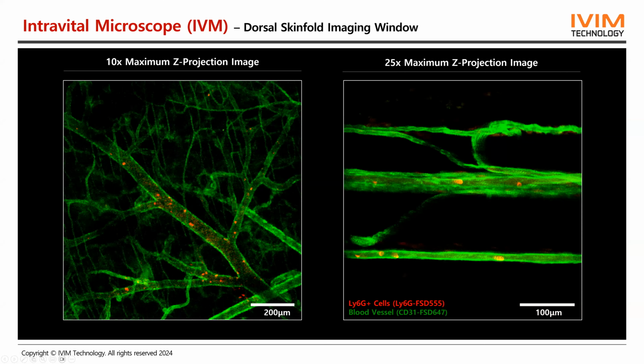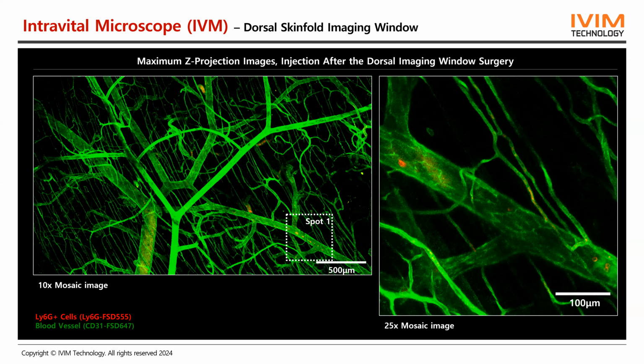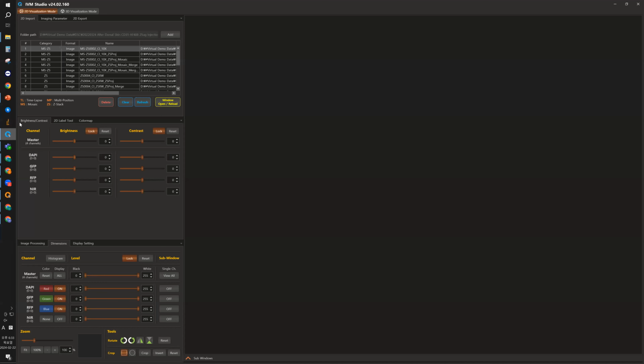So I hope you could understand those limitations of us not being able to show every function in this short demonstration. And now I'd like to show you the IVIM Studio, which will be on the screen, share screen now, which we can use to do the post-processing. So this is the 2D visualization mode of the IVIM Studio for not only 2D post-processing, but also 3D and 4D in vivo data analysis with a user-friendly UI.